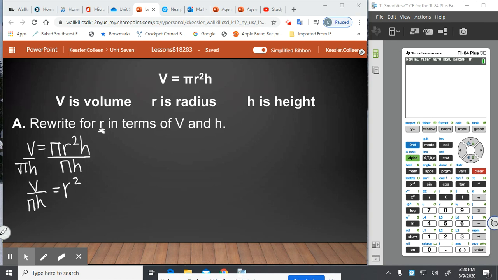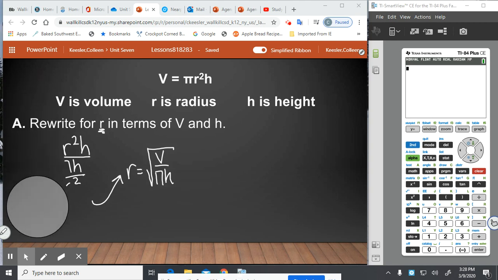Then the inverse of squaring is to take the square root. So r equals the square root of V over pi h. Okay, so whenever you have something with a square, it's typically the very last thing you have to do. So keep that in mind for the future. This is one that happens to show up a lot on the Regents exam. All right, let's try another.